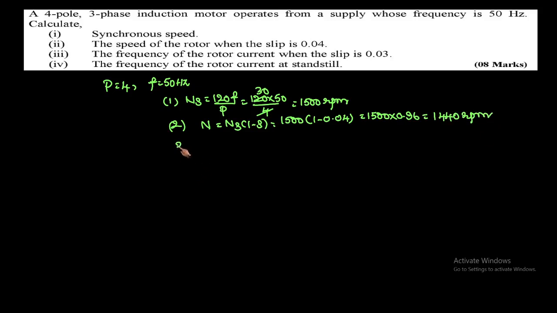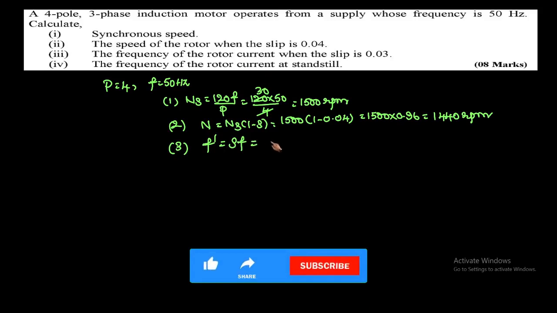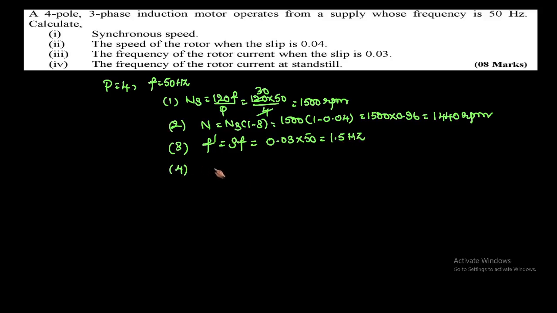Next, third one is f dash. The frequency of the rotor, f dash, equals s times f, 0.03 into 50. What answer are you going to get? That is 1.5 Hz. Next, the fourth question is asking the frequency of the rotor current at standstill. So f dash will be s times f, but at standstill s equals 1. So f dash equals f only, that is 50 Hz at the standstill condition.